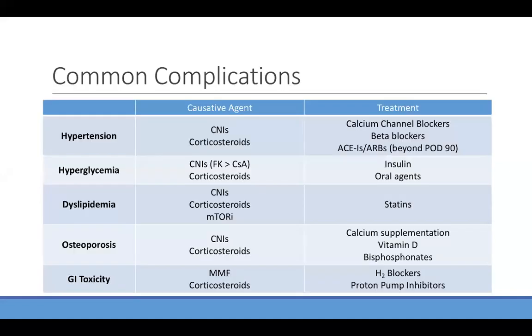So common complications post-transplant in terms of medication-induced, we have hypertension. We do see that a lot. The causative agents are usually our CNIs and our corticosteroids. Our first line agent for any transplant, any organ transplanted, has always been calcium channel blockers.